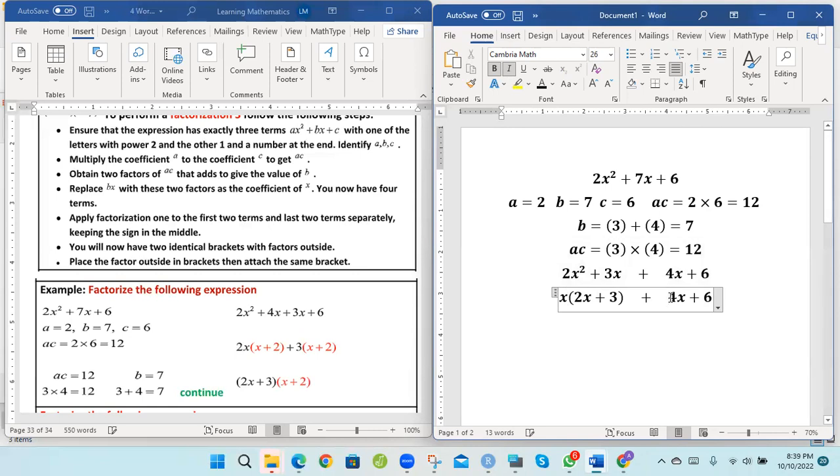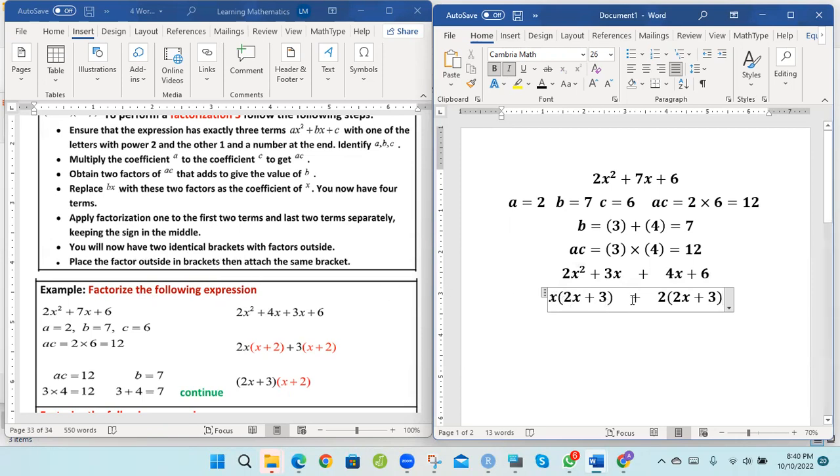Now we're going to apply the same thing here. x is not common, so we cannot factor out x, but when you look at 4 and 6, 2 is the highest common factor. So when you open a bracket, you can put a 2 outside, and 4 divided by 2 is 2, and 6 divided by 2 is 3, and then you close your bracket. And as a cross-check, after this step is done, whatever is in the bracket must be exactly the same. You will now have 2 identical brackets. In our case, it's 2x plus 3, 2x plus 3. Place the factor outside in the brackets, then attach the same bracket.